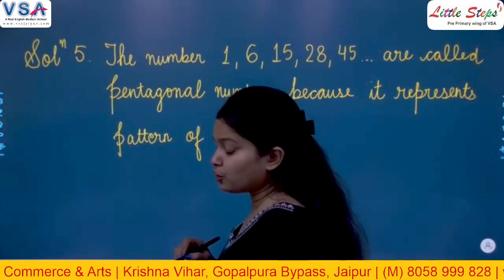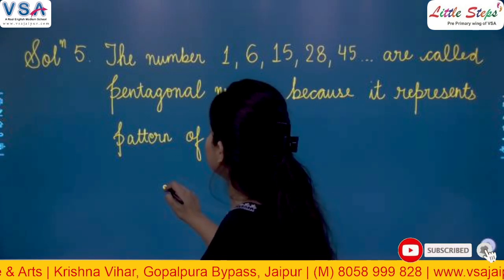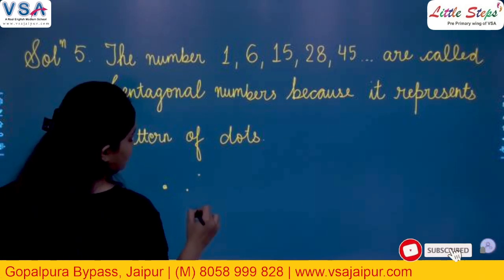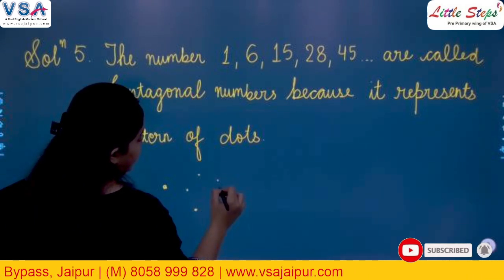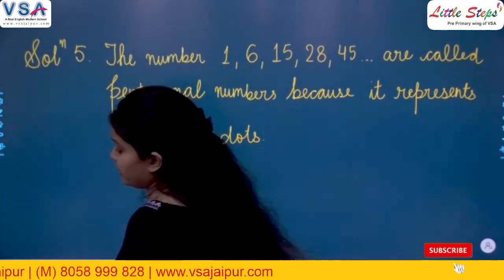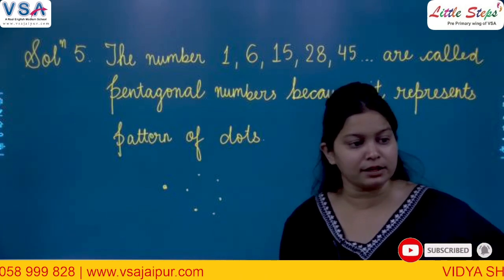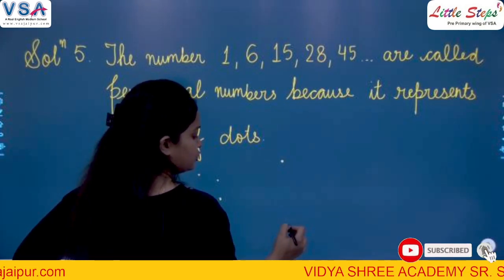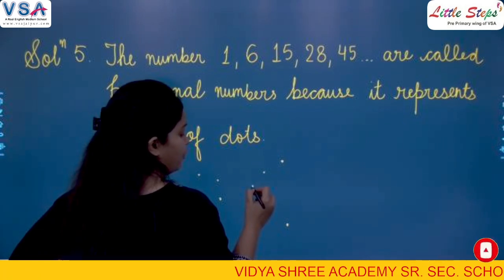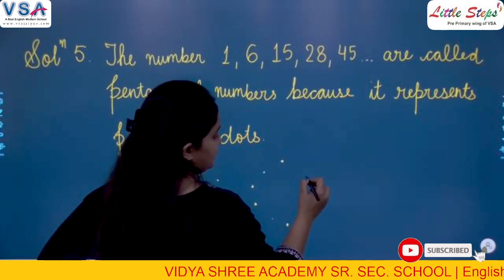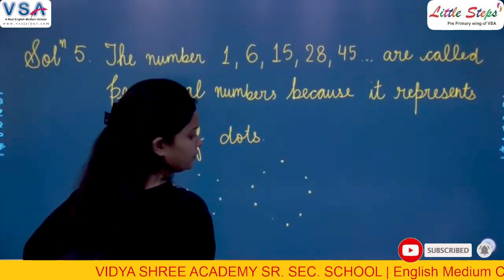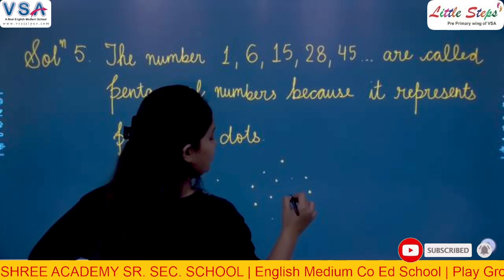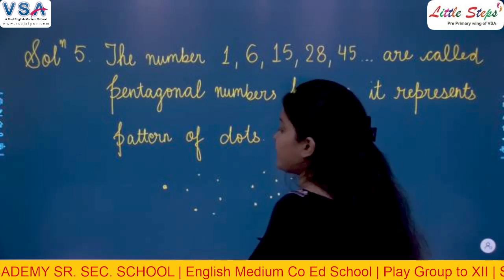How will it be drawn? You can draw one dot. Then how should you draw it? You have to draw like this: 1, 2, 3, 4, 5, 6. These are 6 dots. You can draw randomly but in a pentagonal shape. Then we have to draw 15 dots: 1, 2, 3, 4, 5, 6, 7, 8, 9. These are 9. 10, 11, 12, 13, 14, 15. You have to make at least 15 dots.